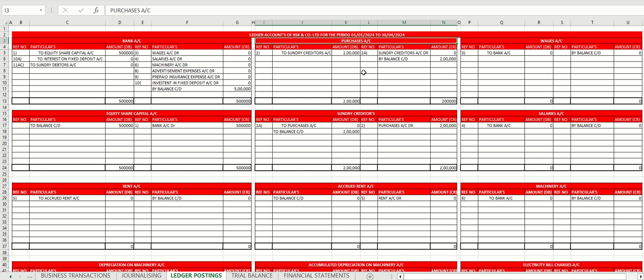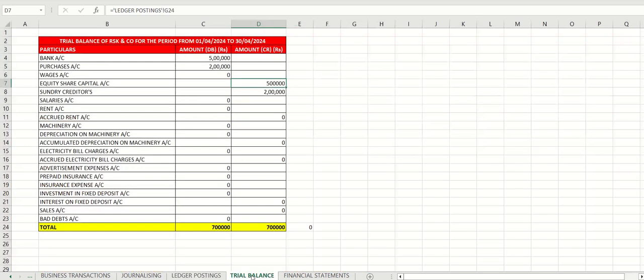Okay, so I will explain what this balance carried down is in each and every account at the end, once I am done with the business transactions. Now we will see how these amounts are supposed to get reflected in the trial balance.